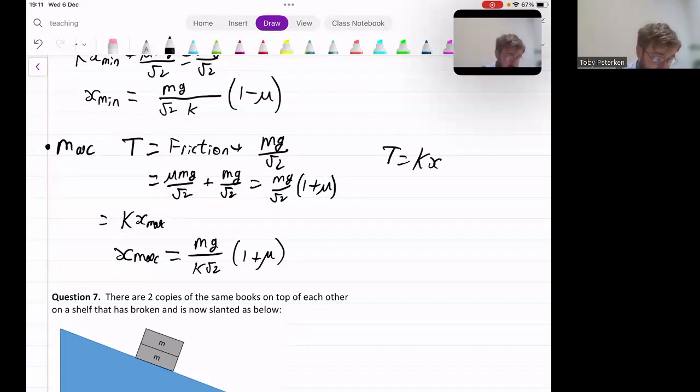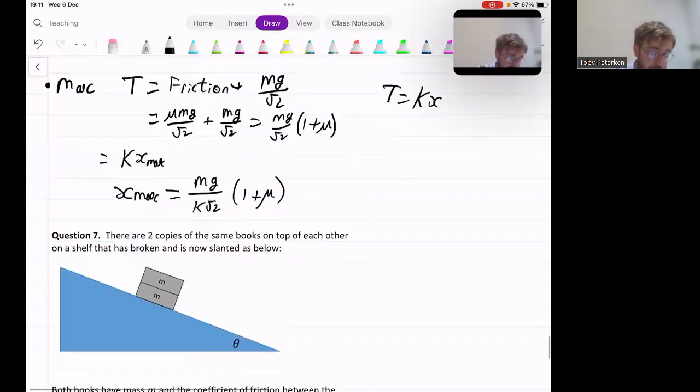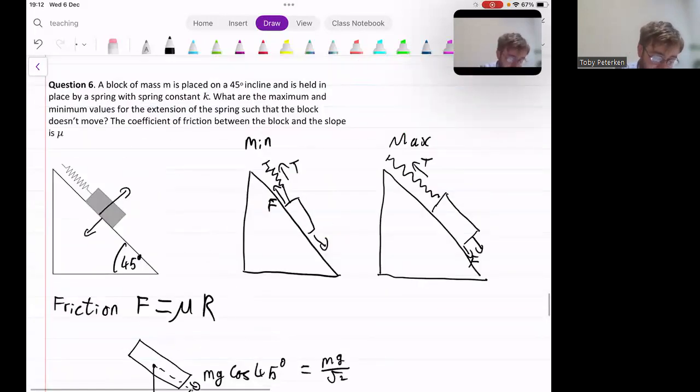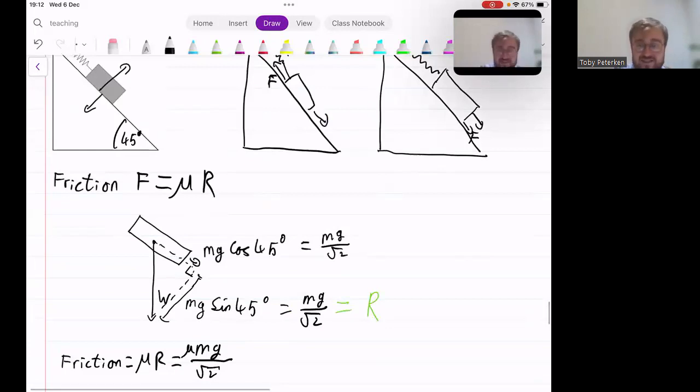Okay, are there any questions, or are we happy to move on to the final question? I understand these friction questions can involve quite a lot of steps.